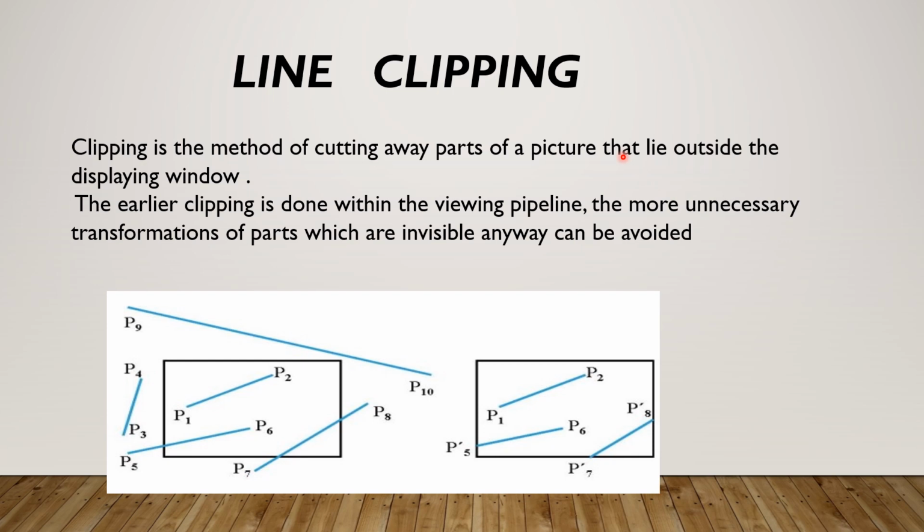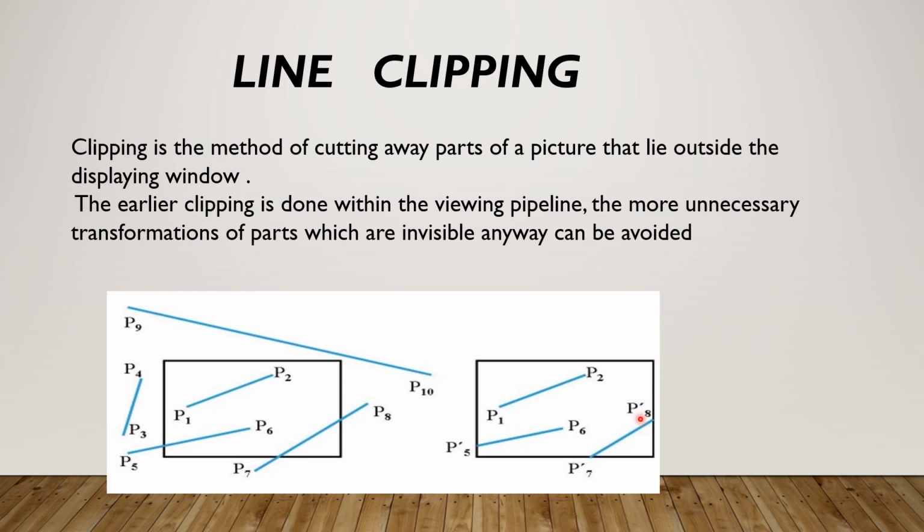And then comes the line clipping. Line clipping is a method of cutting away parts of a picture that lie outside the displaying window. The earlier clipping is done within the viewing pipeline, the more unnecessary transformation of the parts which are invisible anyway can be avoided.